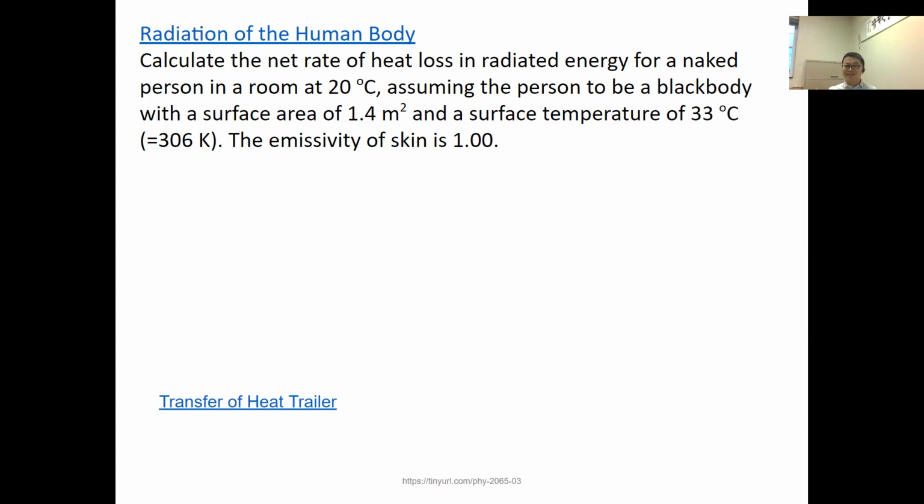The emissivity of skin is 1.00, so it's a perfect radiator. I want to point out here, although it says a black body, that doesn't mean the skin of the person. In physics, when we talk about thermal radiation, any object with a temperature that's not 0 will give out radiation, which is called black body radiation. That's why it's worded as a black body here, but it's an object, in this case the person. It doesn't necessarily have to be a black person. It could be a white person, it could be a brown person, whatever.